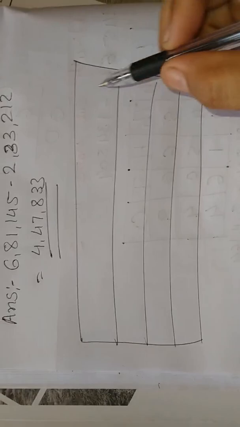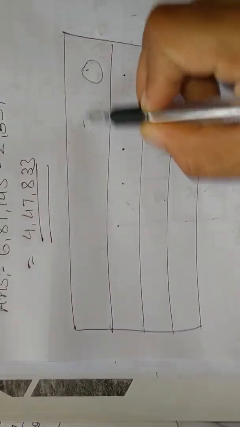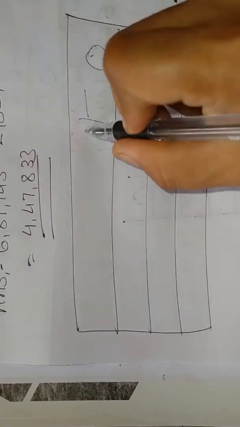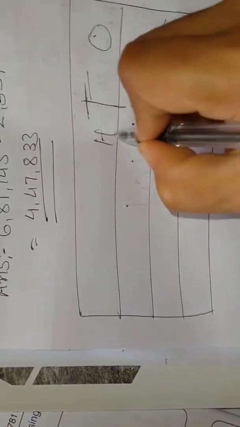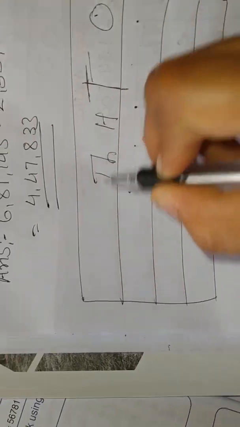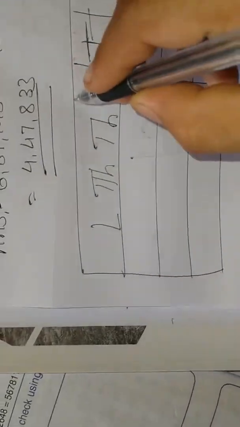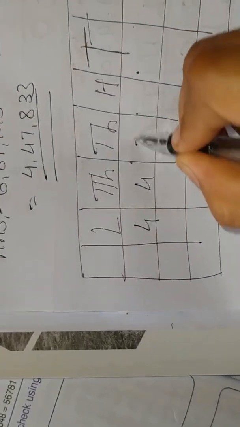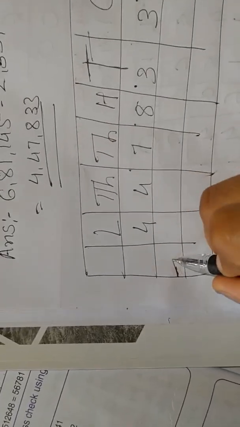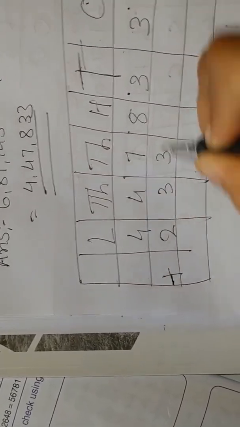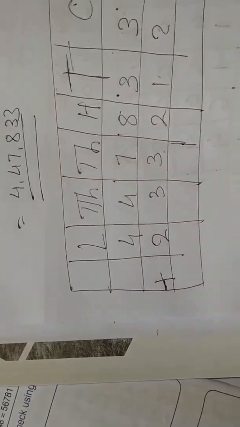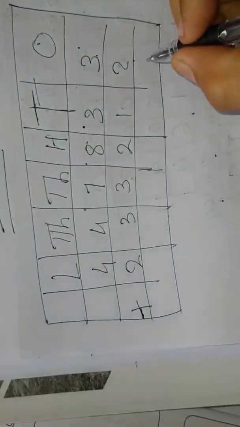In that place value table we have to write here ones, tens, 100, 1000, 10,000 and lakhs. Then we have to write here 4 lakhs 47,833 plus 2 lakhs 33,212. Now 3 plus 2, 3 on your mind, 2 on your finger, 3 then 4 and 5. So here we have to write 5.